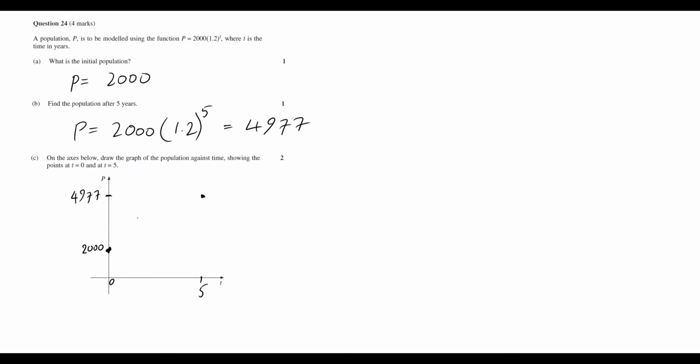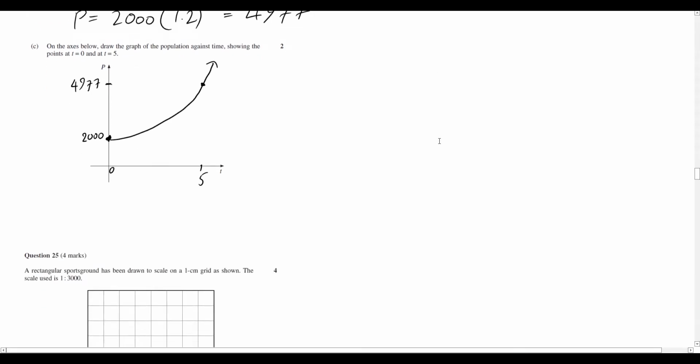However, what we need to be aware of is what does this function look like? Because it is not a straight line, this is following an exponential. And we can see that because we have t in the power. So this should look very roughly like this. Anything along that line will get you the full marks.